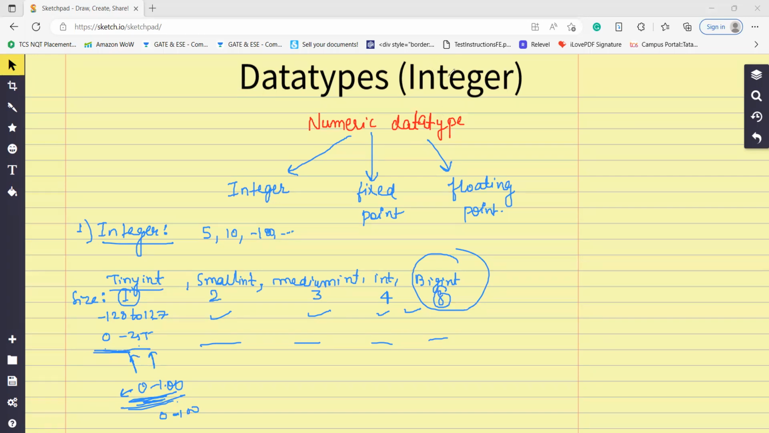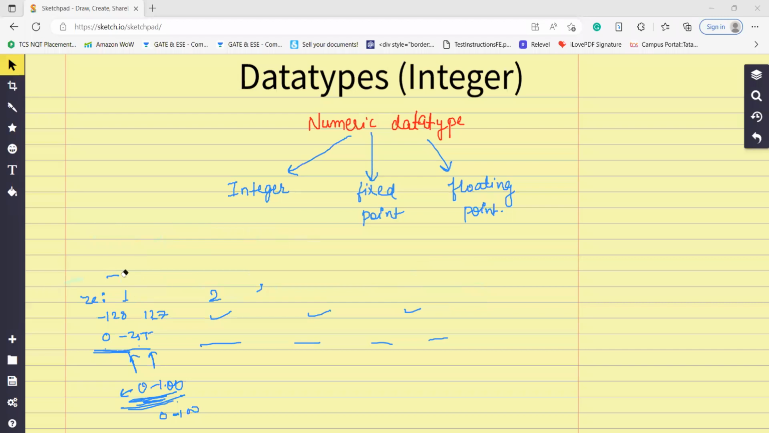Now, talking about the fixed point data type, it stores decimal values. Let me first erase. I hope you have written all of these things. Let me quickly erase.